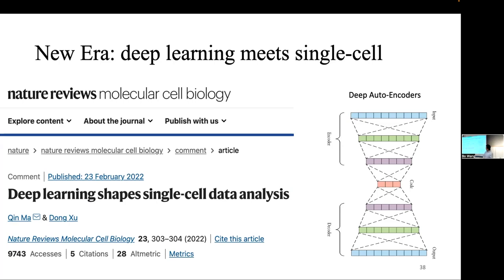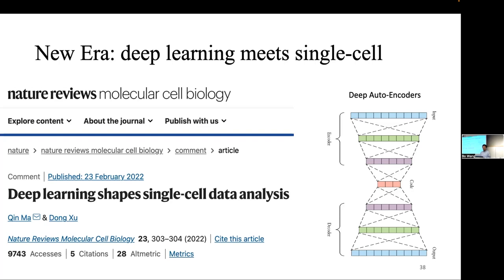The basic of an autoencoder is a structure called the encoder-decoder structure. What the encoder does is compress the original single-cell RNA-seq vector into a very low dimensional space. And what the decoder does is, from this low dimensional latent space, reconstruct the original expression space.